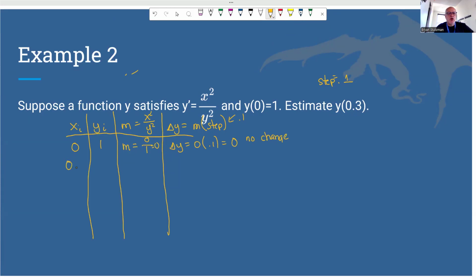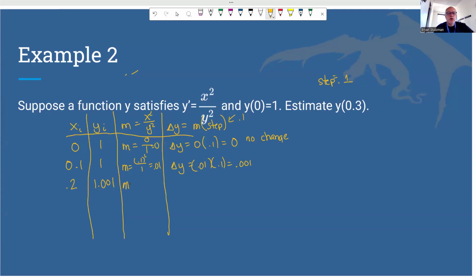The next step, x is going to go up by my step, which is 0.1. My y has not changed because it went up by 0. But my new slope would be 0.1 squared divided by 1, or 0.01. So now my y is going to change. It'll be 0.01 times my step size, 0.1, or 0.001, which means my new y will be 1 plus 0.001, or 1.001. x goes up to 0.2.